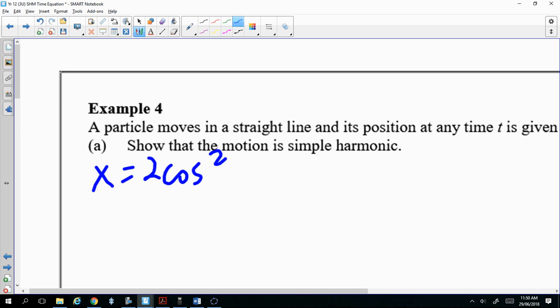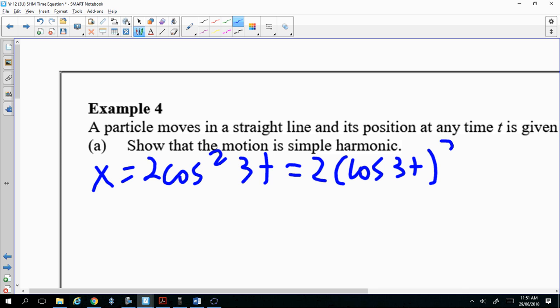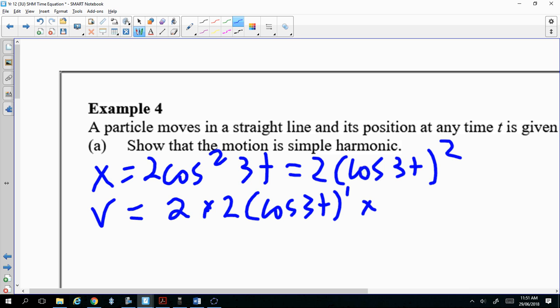So we do v equals 2 times 2 cos 3t to the power 1 times the derivative of cos, which is negative sine 3t times 3. We have to use the chain rule three times: differentiate the power, differentiate cos, differentiate 3t. So you end up getting negative 12 cos 3t sine 3t.